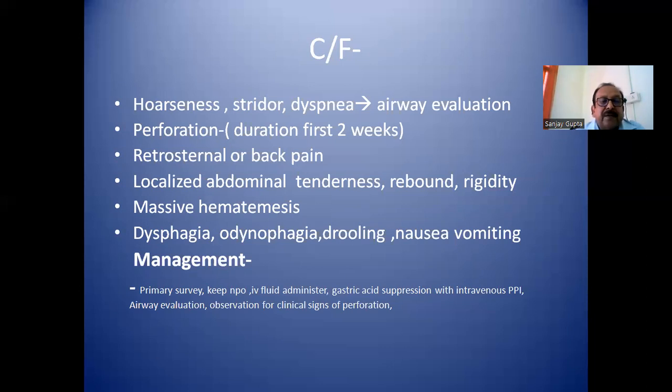Management is nil by mouth. You have to keep the patient in primary survey. IV fluid administration, gastric acid suppression by intravenous PPI, airway evaluation, and observation for clinical signs of perforation.